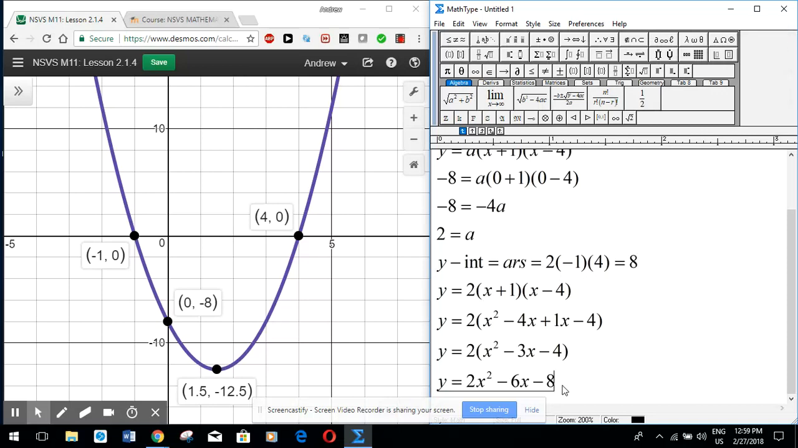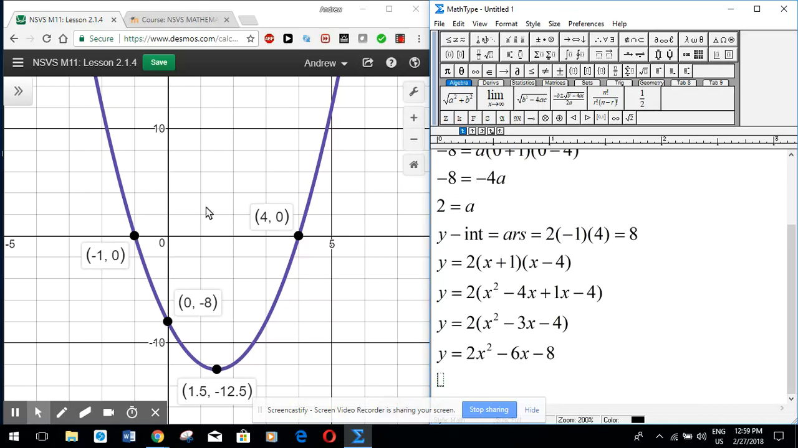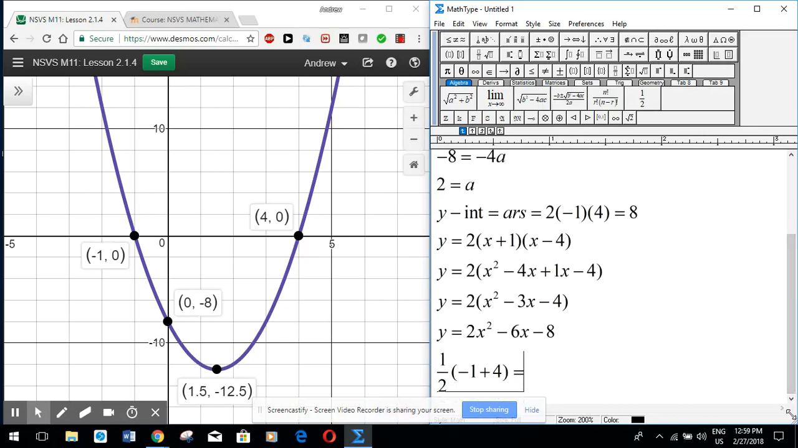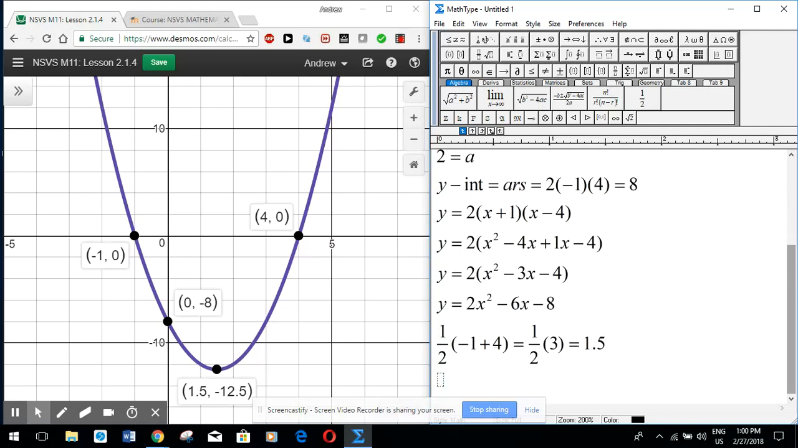The other thing that we can find using our factored form or using our intercepts is where our vertex is. So we know that the vertex is halfway between our x-intercepts. So halfway between our x-intercepts, we're going to go 1/2 of -1 plus 4, equals 1/2 of 3, or 1.5. So we know the x-coordinate of the vertex is at 1.5.